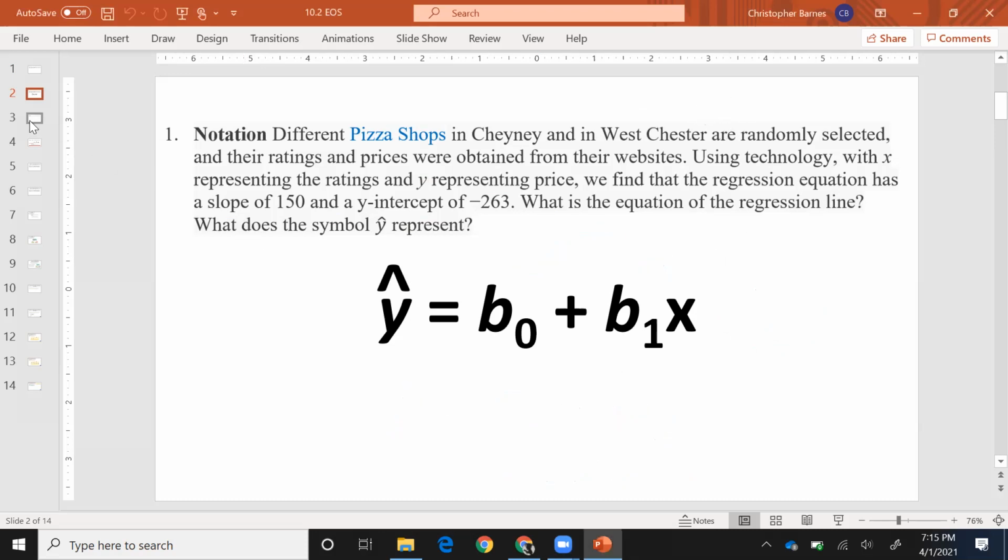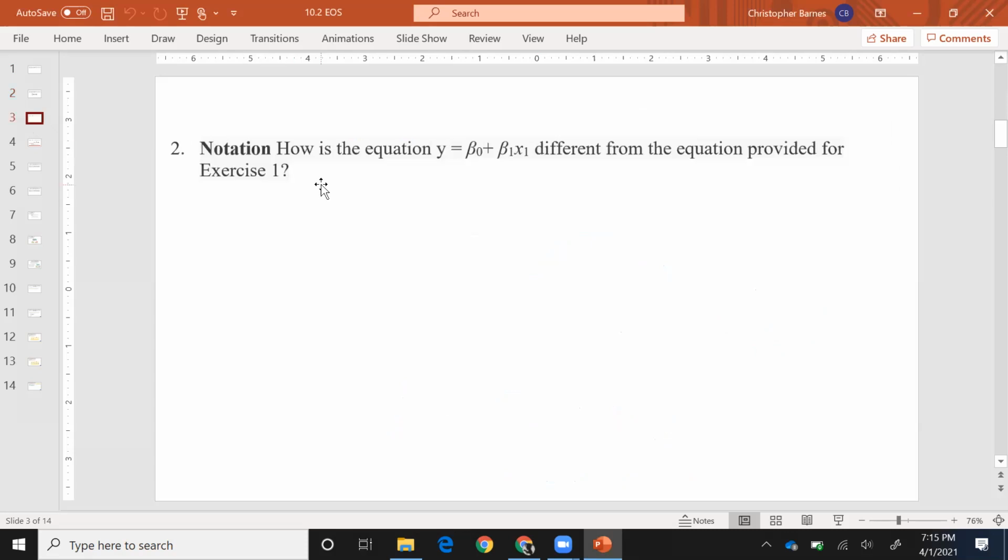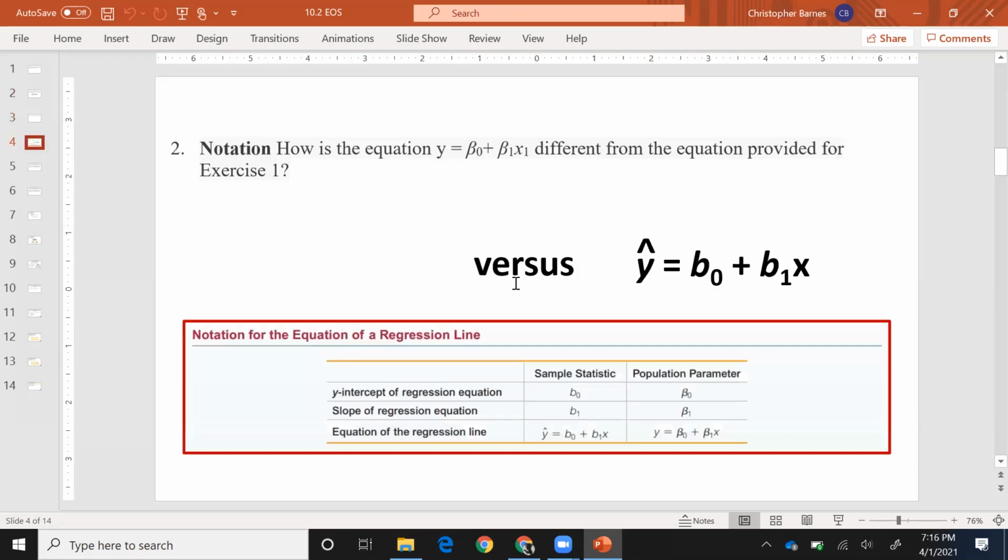Okay, so that's question number one. Question number two: how is the equation y equals capital B sub 0 plus capital B sub 1 x1 different from the equation provided for exercise 1? Now, to help you answer this, I have this next slide. It's showing one from equation 1, that is what we had from the first problem. People just saw it a second ago, right?